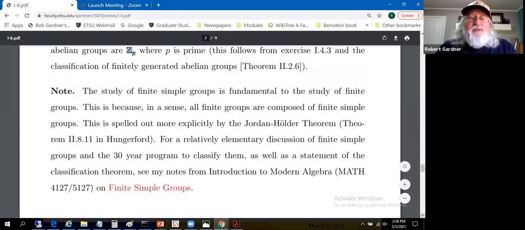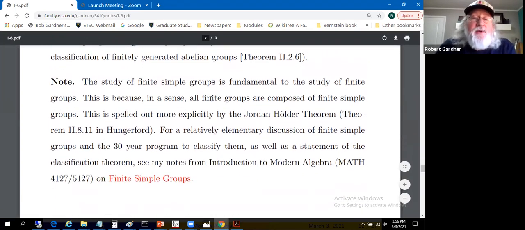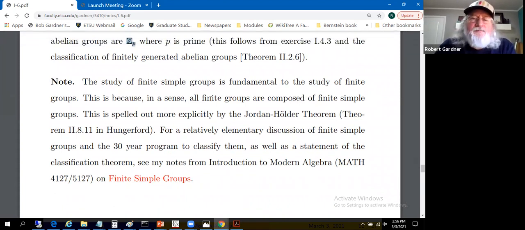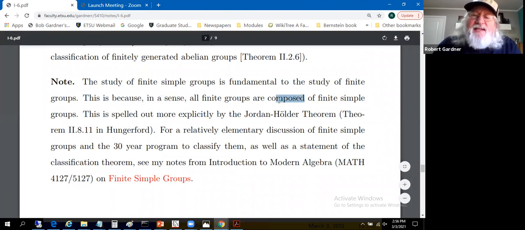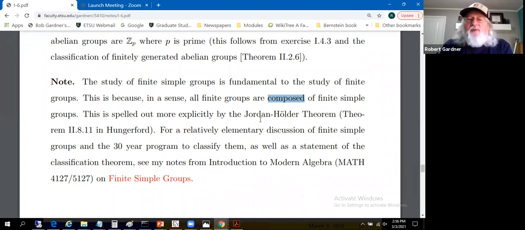So of course they're simple because of that reason. The story on the study of finite simple groups is kind of a long story. The study is fundamental to the study of finite groups because, in a sense, it's a nice disclaimer, all finite groups are composed of finite simple groups. Now, how this composition works is pretty subtle. It's more that every finite group is associated with a unique collection of finite simple groups. The result that elaborates all the details on that is called the Jordan-Hölder theorem. It appears at the end of chapter 2 in section 2.8 in the Hungerford book.